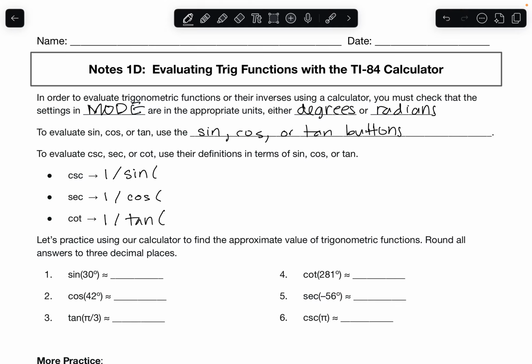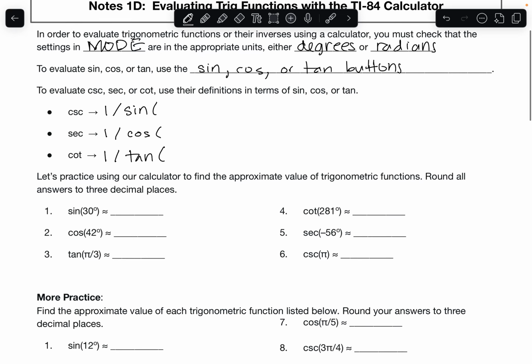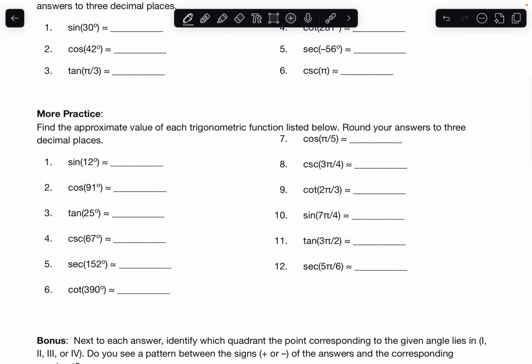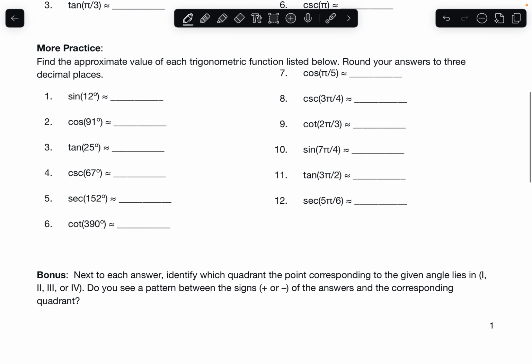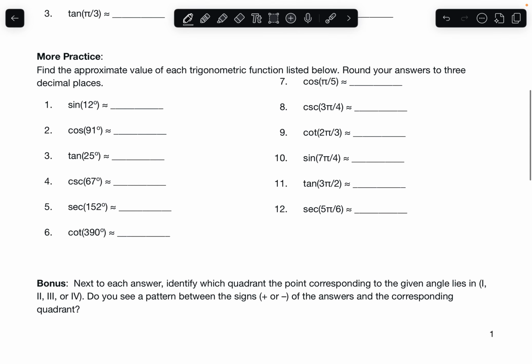So we're going to do some practice together. I'm going to do 1 through 6 with you, and then you guys are going to complete 1 through 12, more practice on your own, and then I'll stamp that you did that practice when I see you on Monday.